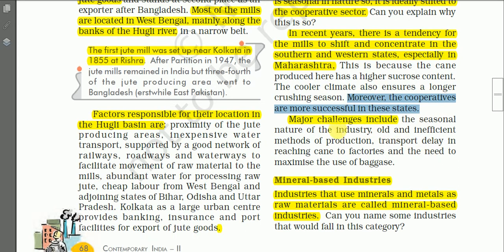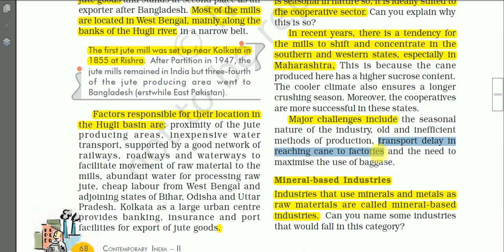And in the last paragraph, we have the major problems faced by the sugar mills in India. Those problems are the seasonal nature of this industry. Number one is that sugar mills are seasonal in nature. That means we do not get the raw material, that is sugarcane, throughout the year. Then when there is no raw material, the factory has to be closed. Then the inefficient methods of production. Then transport delay.